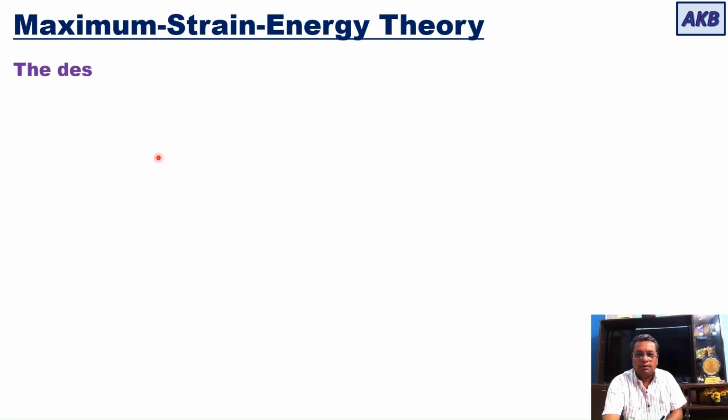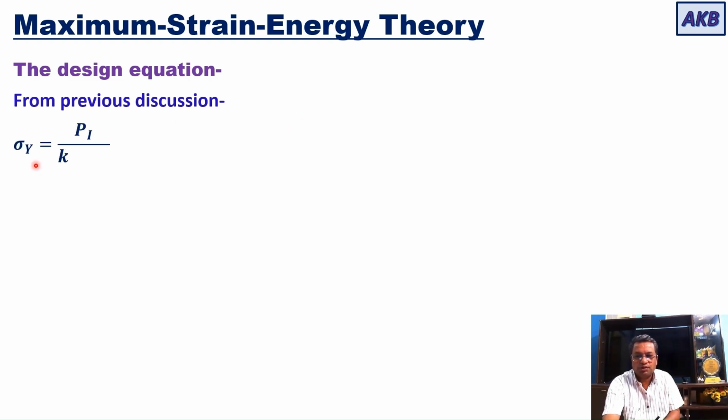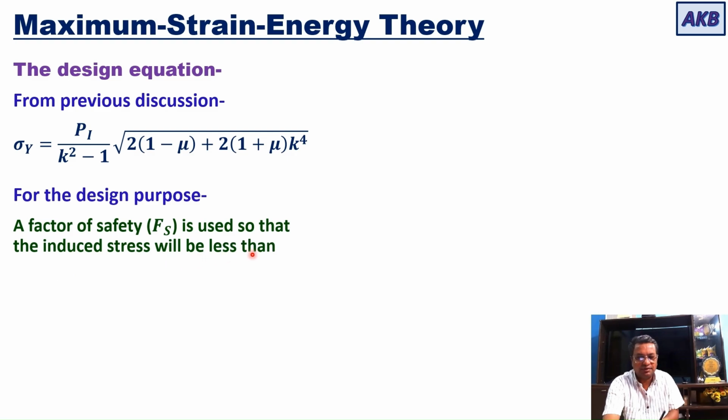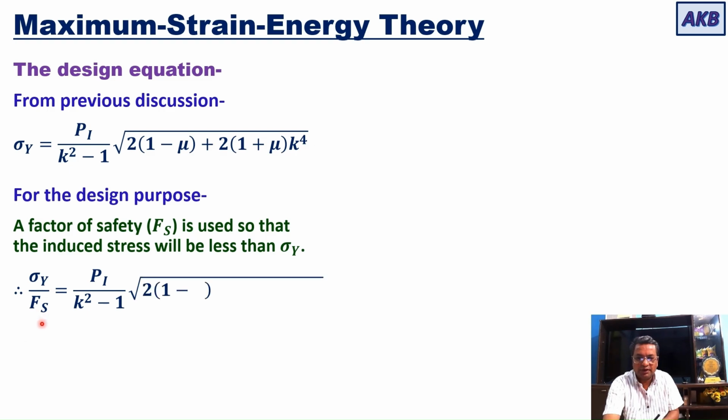energy. Now let us talk about the design equation, the equation that can be used to get the diameters and thickness of high pressure vessels. From the previous discussion, you got sigma y is equal to pi upon k square minus 1 into under root of 2 into 1 minus mu plus 2 into 1 plus mu k raised to 4. For design purposes, we are going to use a factor of safety, Fs, so that the induced stress will be less than sigma y.